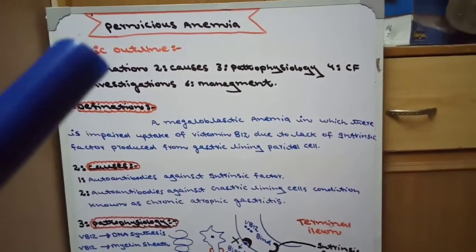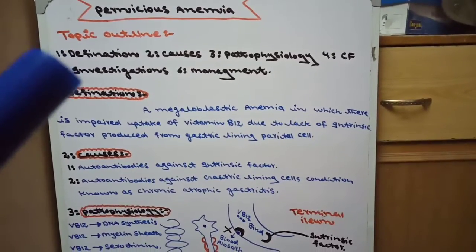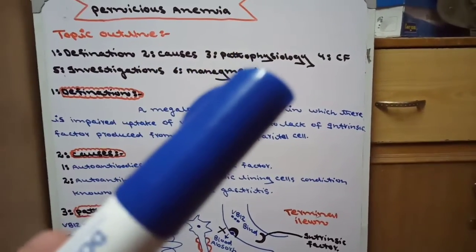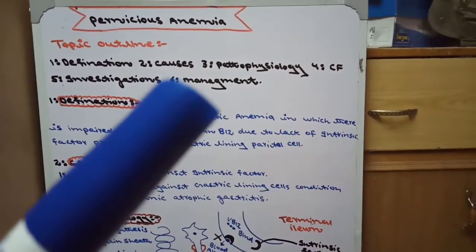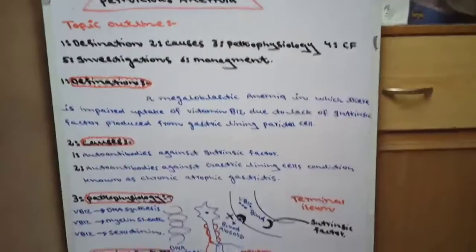Now come to the topic outline. Today we study definition, causes, pathophysiology, clinical features, investigation and management of pernicious anemia.